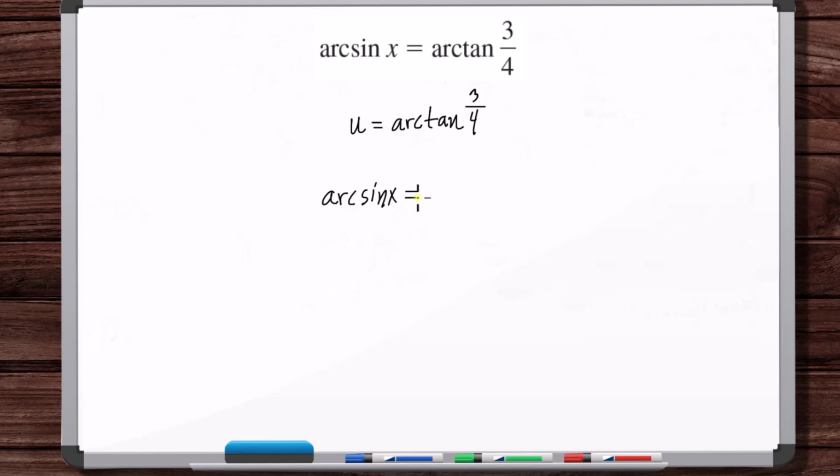So, okay, we've got arc sine of x is equal to u. Now we can take the sine of both sides of this here. And so sine of arc sine of x is just x, which is equal to sine of u. So we don't actually have to find u, we just have to find sine of u. So how can we analyze the angle u?